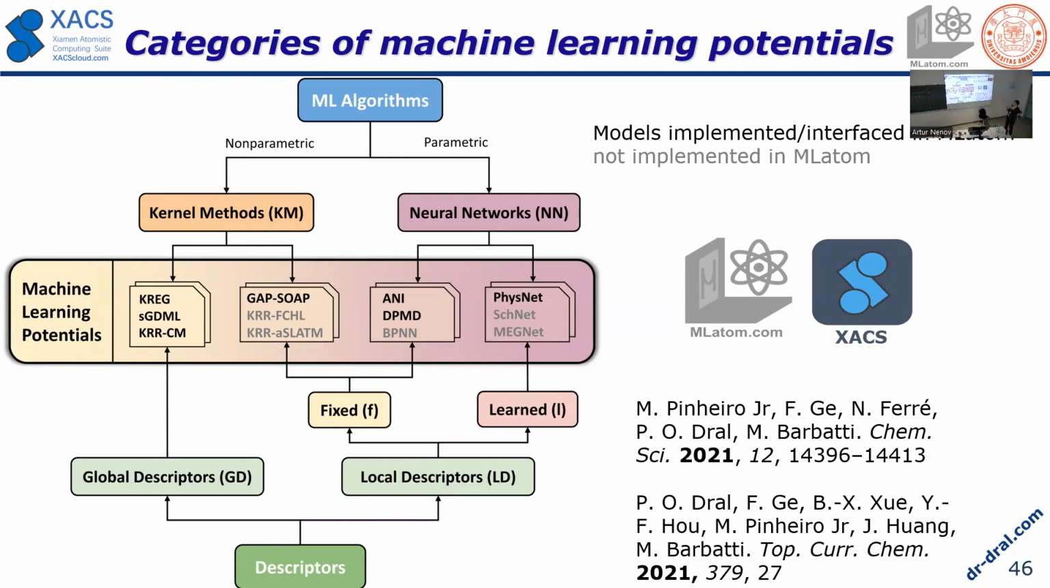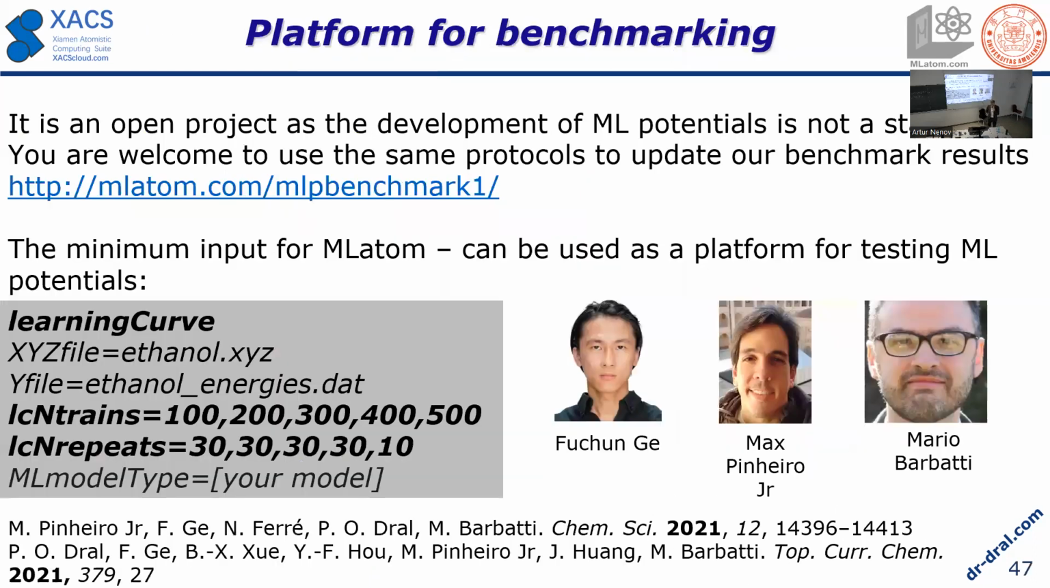So to do this, we implemented typical classes like global descriptor of a molecule with kernel methods, and neural networks with different descriptors like local, fixed, and beyond. So we implemented typical classes of machine learning potentials instead of implementing all of them, which is impossible. And this you can use directly in MLatom, just put your model in the keyword ML model type, and then you can test it.